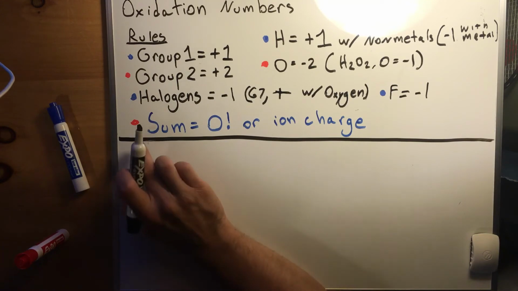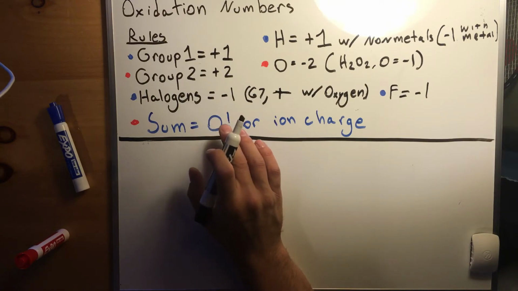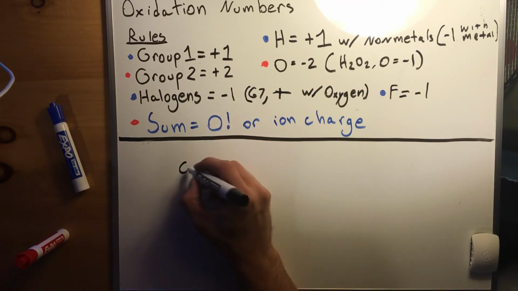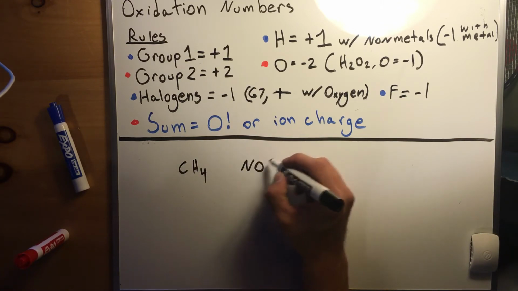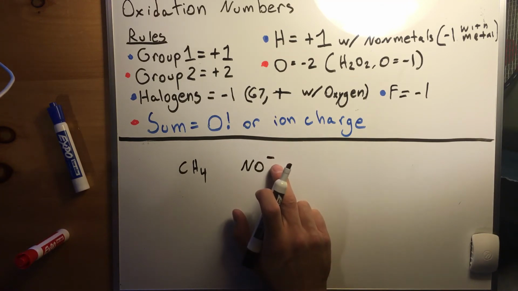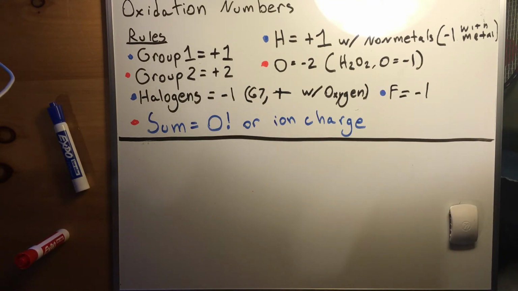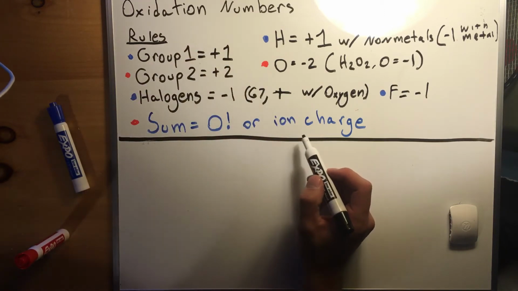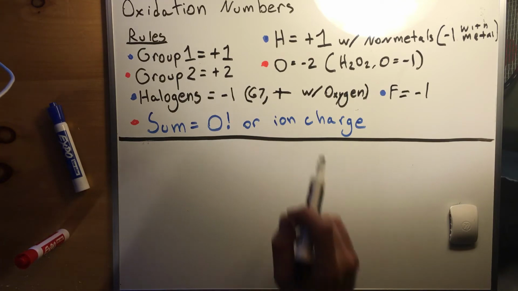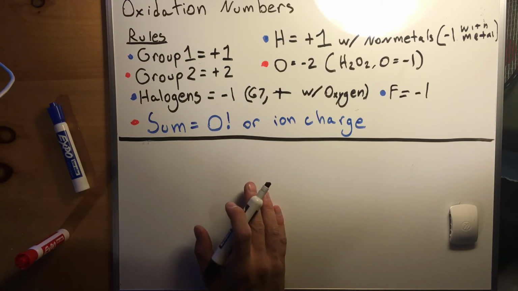The last important rule is that the sum of all the things added together is going to equal either 0 for a neutral compound, or whatever the charge is of that ion. So anything with a +2 next to it or a -2 next to it at the end, that oxidation state or oxidation numbers need to add up to that ion charge. So let's go through a couple examples, see if we can get some practice with these rules.